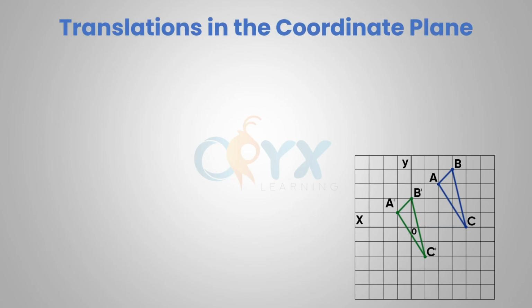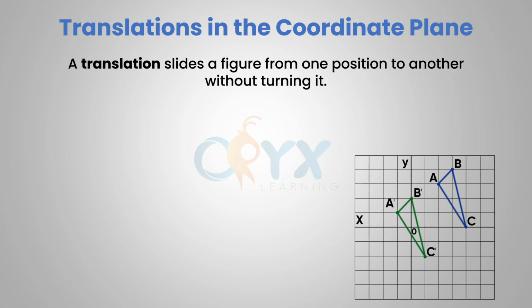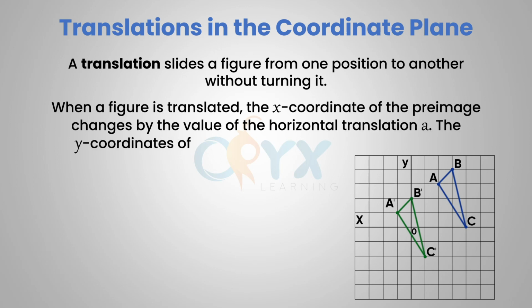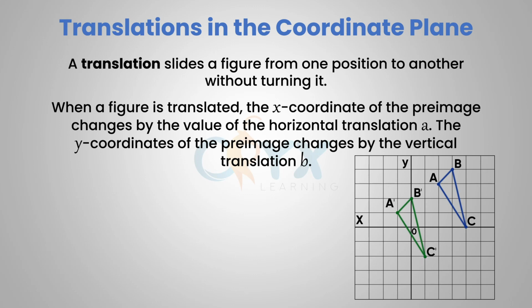In review, remember, a translation slides a figure from one position to another without turning it. When a figure is translated, the x-coordinate of the preimage changes by the value of the horizontal translation a, and the y-coordinate of the preimage changes by the vertical translation b. So our point (x, y) becomes (x plus a, y plus b).